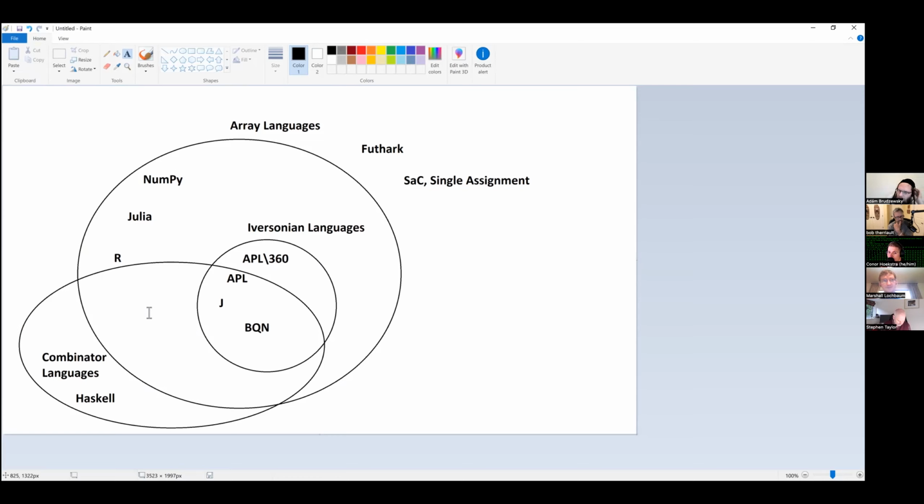So Dyalog APL is moving as we speak, right? Correct. So this APL here without the prefix of anything, I refer to as Dyalog, which is why APL 360 doesn't qualify as a combinator language. And there would be then many APLs that don't have that rich set that would be in the Iversonian languages, but outside the combinator languages.